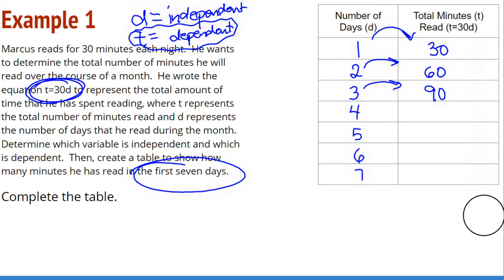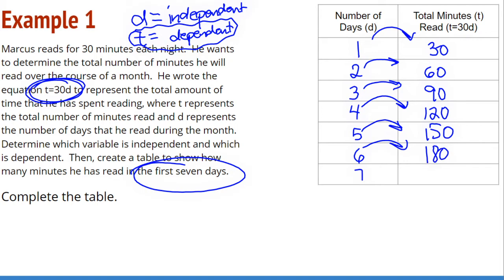Some students are just going to count down the column by 30s. I would prefer that what we do is say we had 4 days, 4 times 30 is 120. We had 5 days, times 30 is 150. We had 6 days, times 30 is 180. We had 7 days, times 30 is 210.